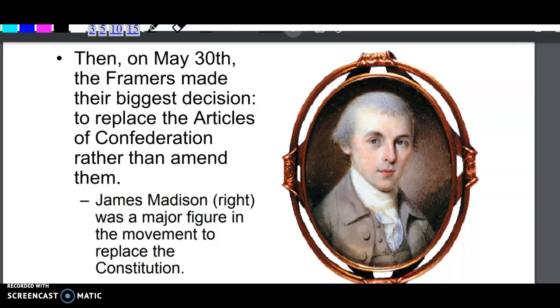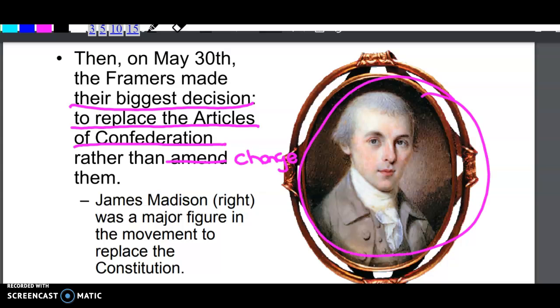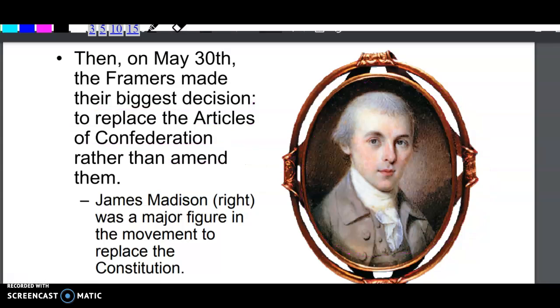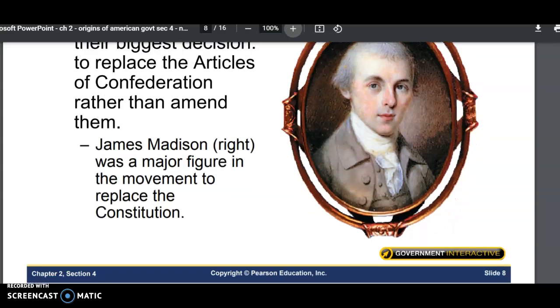So what we need to know here is the framers made their biggest decision on May 30th. We're not going to write that down, but their biggest decision was to replace the Articles of Confederation rather than amend them, rather than change them. So instead of changing the Articles of Confederation, they decided they were going to have to replace it with something else. This guy over here is James Madison. It talks about him being a major figure in the movement to replace the Articles of Confederation, to repeal them and replace them with something new, something stronger, something better.